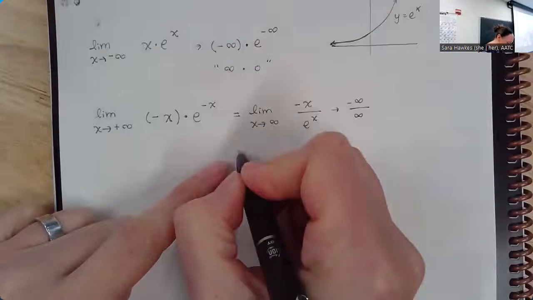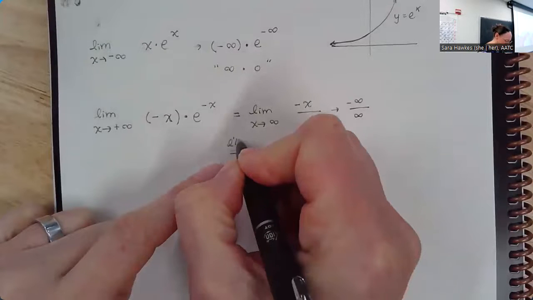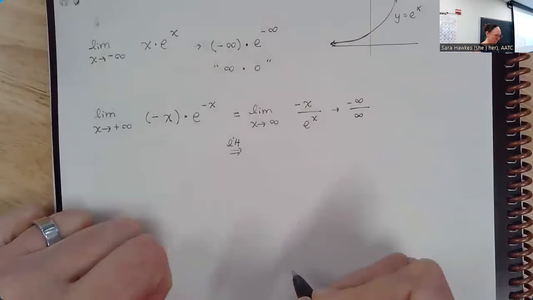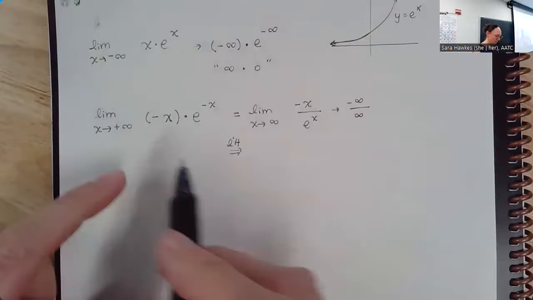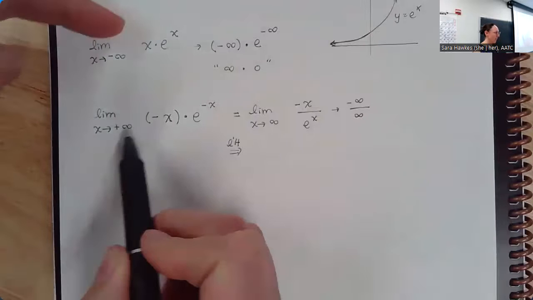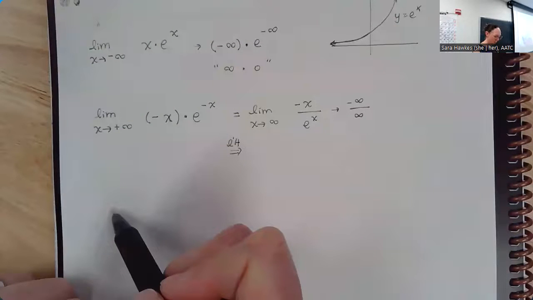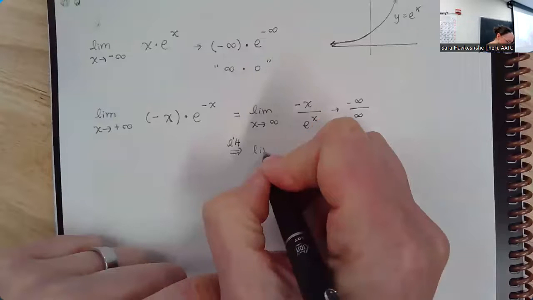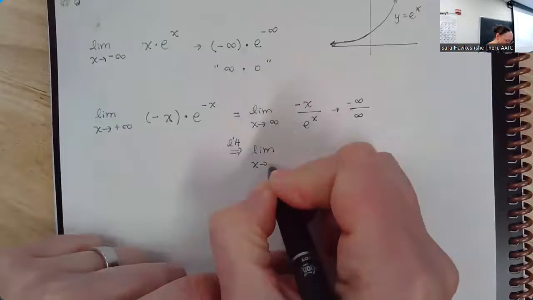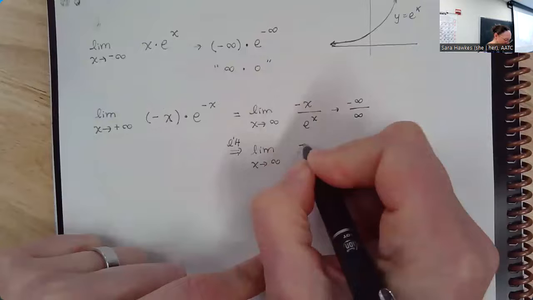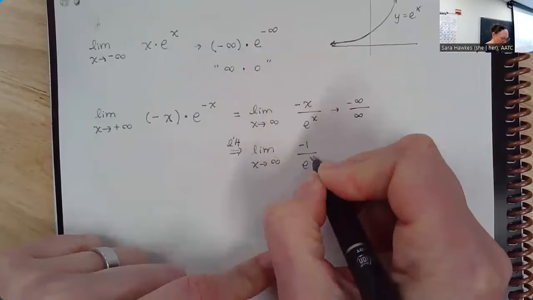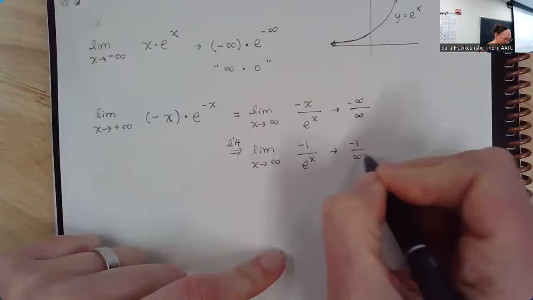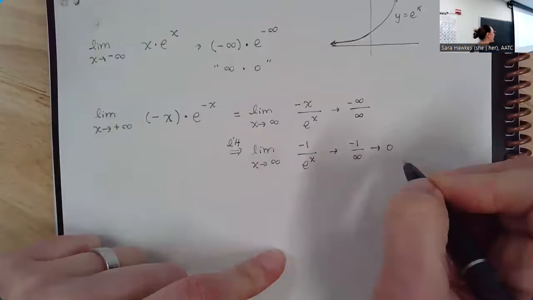So now that I can apply L'Hopital's, you just change the sign to get the addition, or is there anything else? Nope. All I did was change the sign. Now I can take the derivative of the top and get -1. I can take the derivative of the bottom. It's still e to the x, but now I have -1 over infinity, and this is definitely going to 0, which is the answer to the limit.